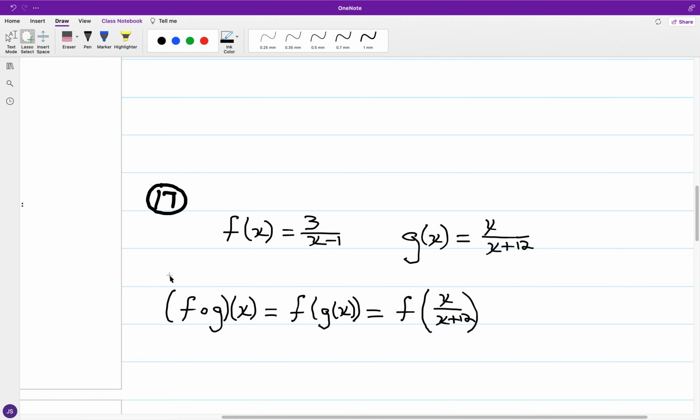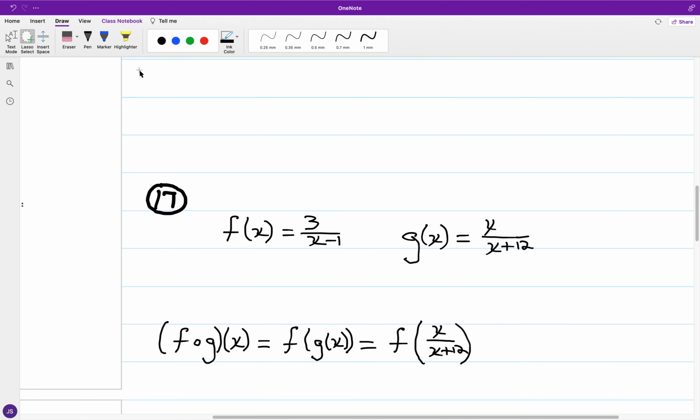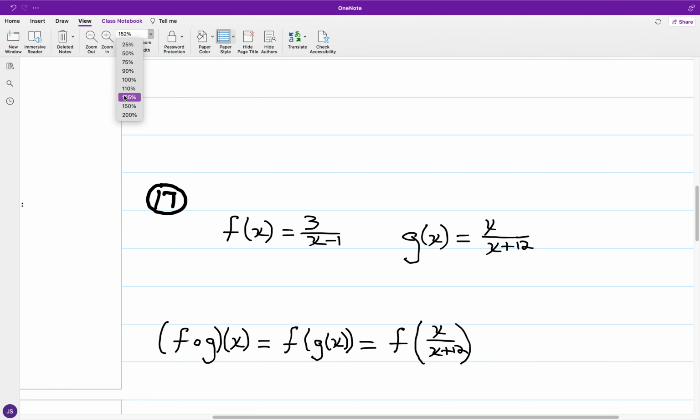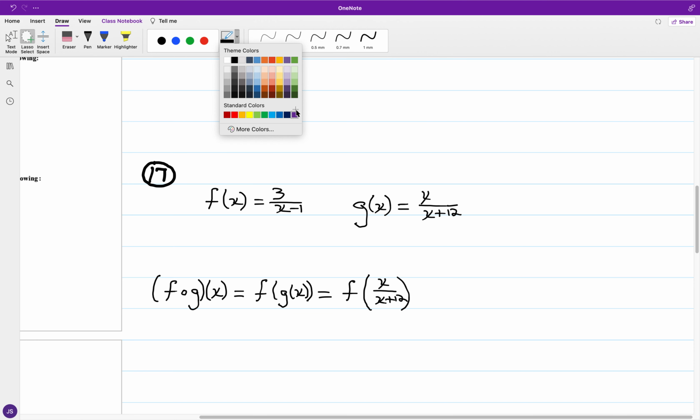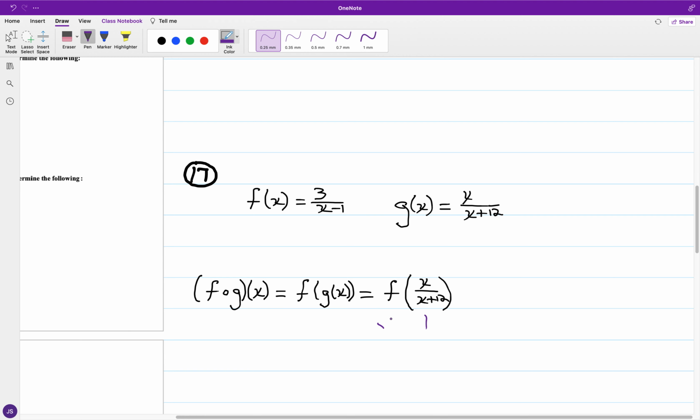For the follow-through, we're going to operate in accordance with f of x, but first things first. We've got the input x all over x plus 12, and for this rational function we're going to have a restriction. The denominator cannot be equal to 0, so we have that x cannot be equal to negative 12.